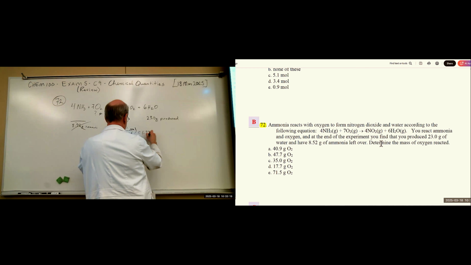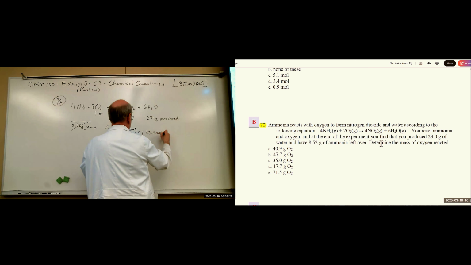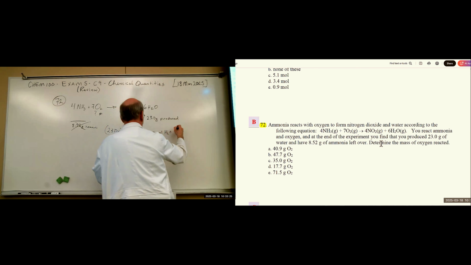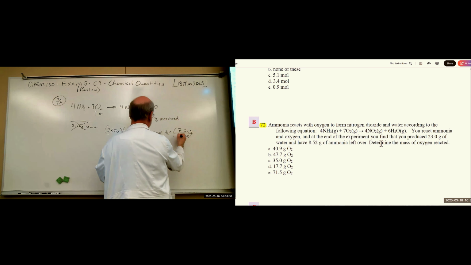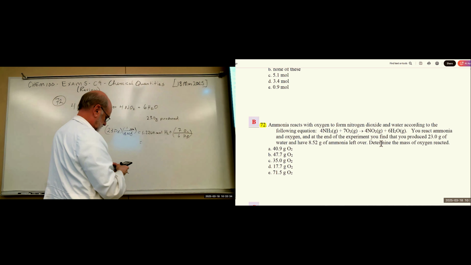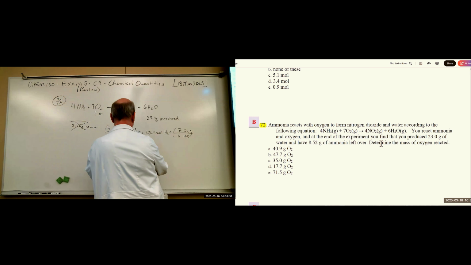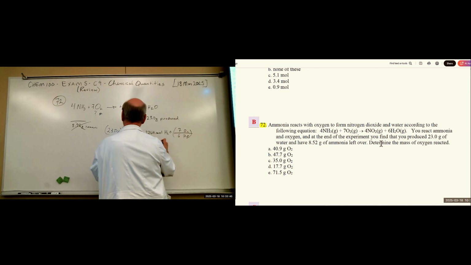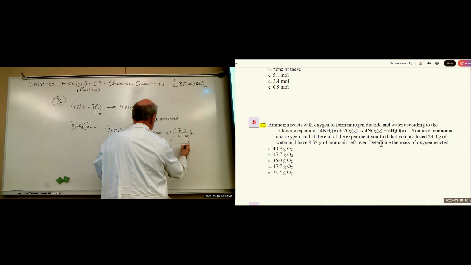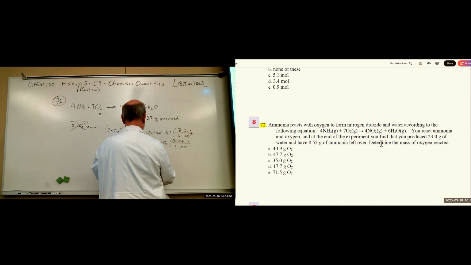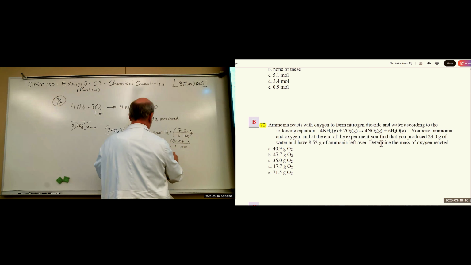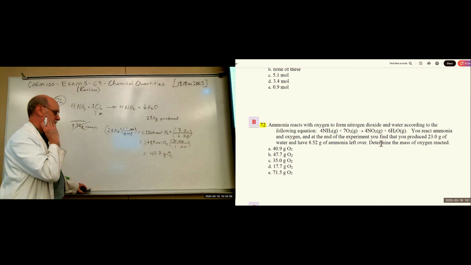And that's 1.2764 moles of water. Then we convert water to oxygen with 7 here and 6 there. And that's 1.489 moles of oxygen. Then we convert oxygen back to mass, 32. 47.7 grams of oxygen. Okay.